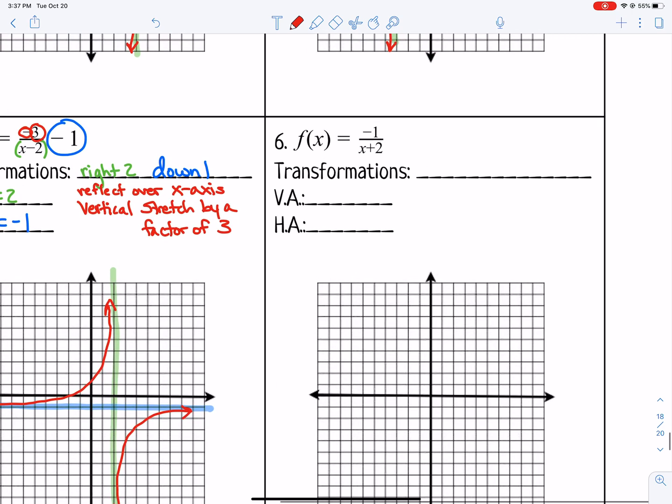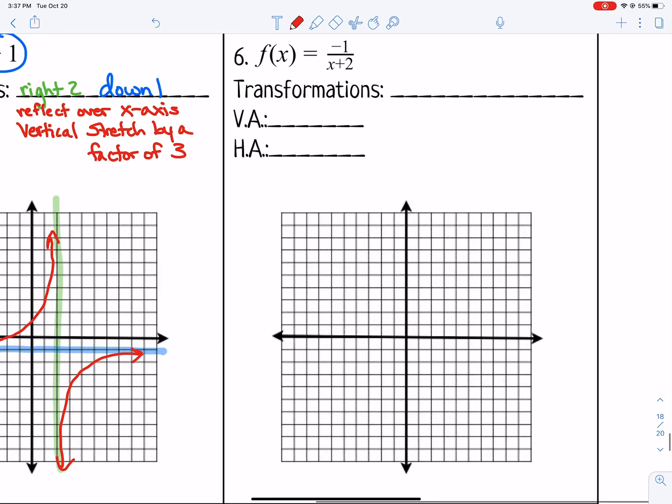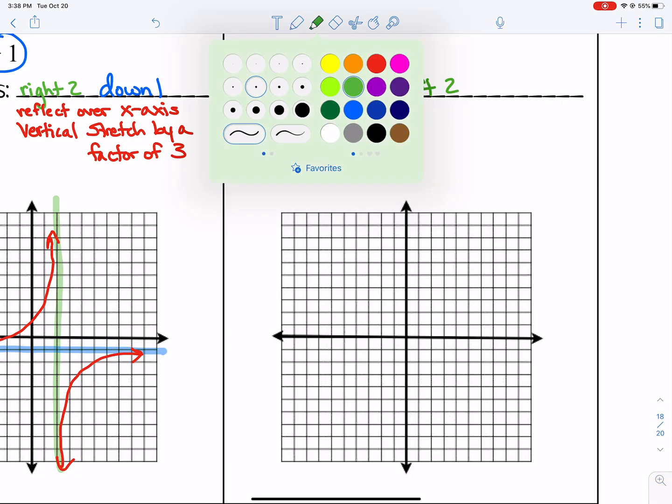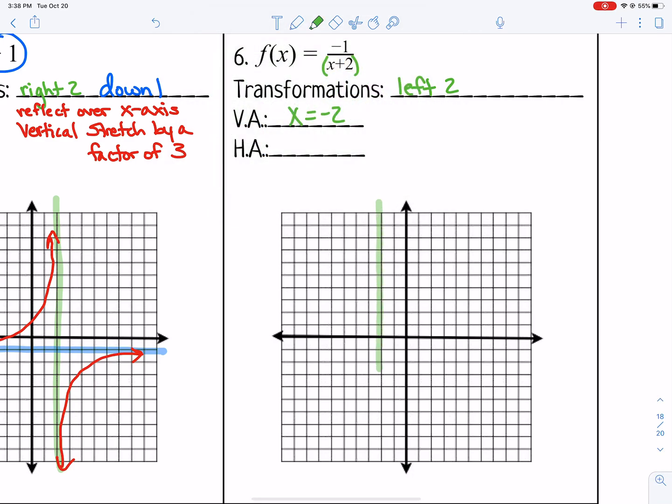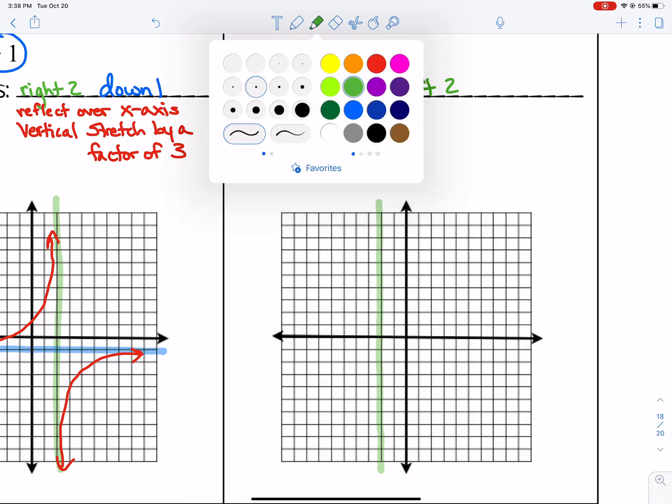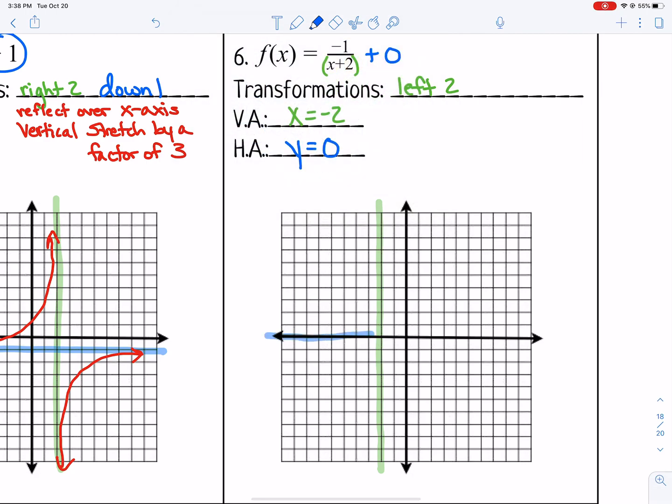Okay, the last example, number 6. We've got x +2, so that means this one goes to the left 2. So the vertical asymptote will be x equals -2. So -2, vertical asymptote, and then there's no number out back, so remember, just put a 0, because you do still have a horizontal asymptote. It's just at y equals 0. And sketch that.